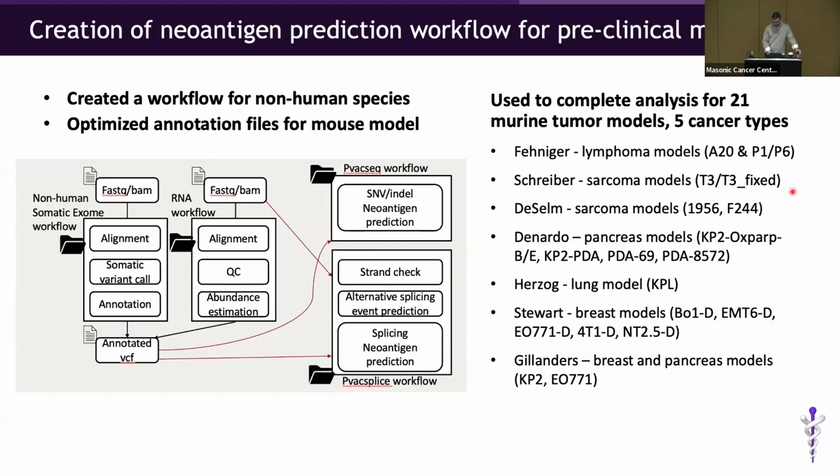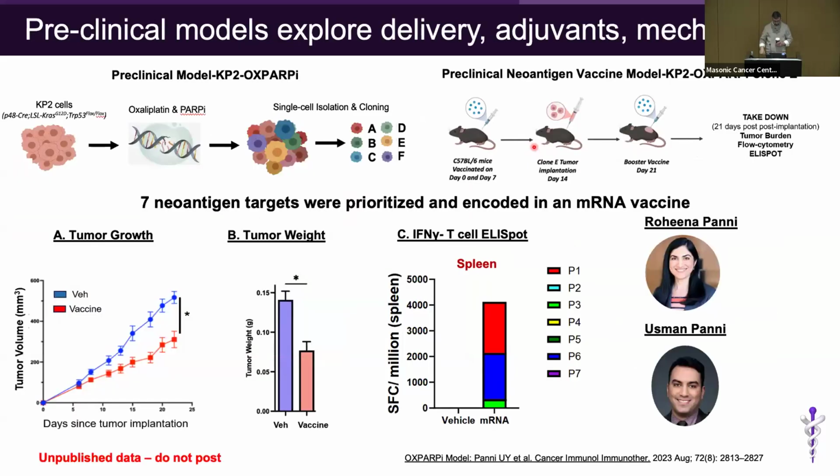So far, we've done this for 21 murine tumor models spread across 5 cancer types in collaboration with 7 different labs that we're working with, working in different areas of tumor biology that they're focused on. Ranging from pancreas, lymphoma, sarcoma, lung, and breast, which largely mirrors what human clinical trials we're working on. And then just to give you one example of what this looks like, this is a one-slide depiction of the whole experiment.